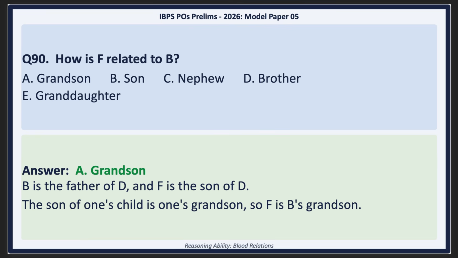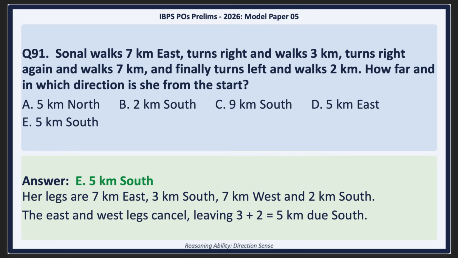We are entering the final sprint. Questions 91 to 100 cover navigating space and sequences. We take everything we've practiced today and apply it to maps, ranks, and codes. Let's start with direction sense. Question 91. Sonal walks 7 kilometers east, turns right to walk 3 kilometers south, turns right again to walk 7 kilometers west, and finally turns left to walk 2 kilometers south. How far and in which direction is she from the start?